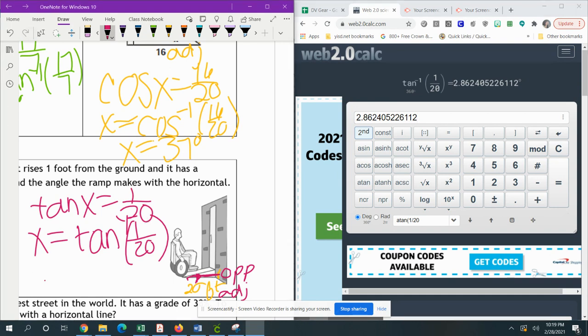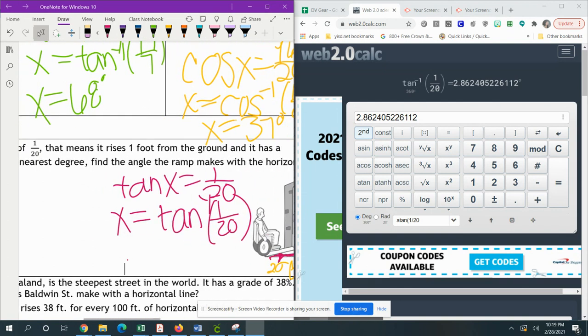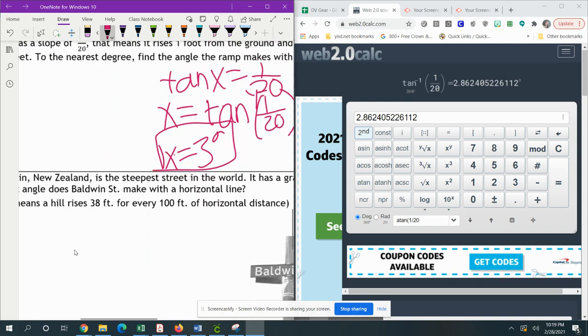So does it tell us what to round to? Let's see. To the nearest degree. So 2.86 would round to 3 degrees. So that means that the ramp has to be 3 degrees up.